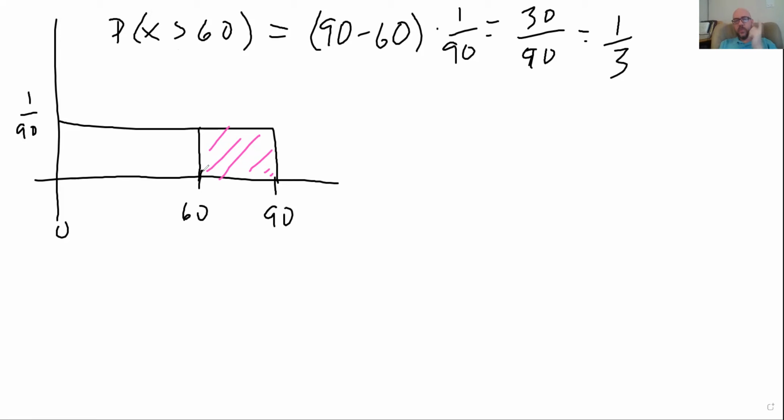So here's the thing. One thing that's a little bit weird about continuous probability is that if I did this, the probability that x equals 60, well, probability is area, right? So it's still area, and the width of this line is 0. It goes from 60 to 60. And so the probability that x actually equals 60 is 0.